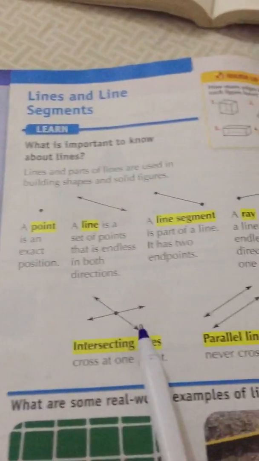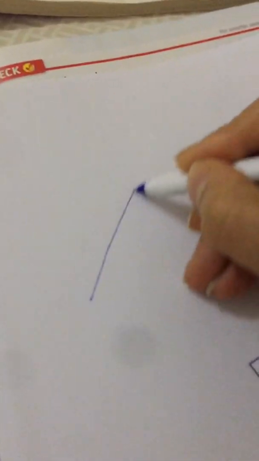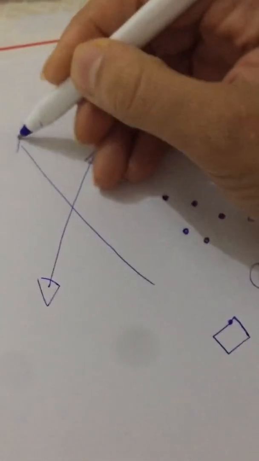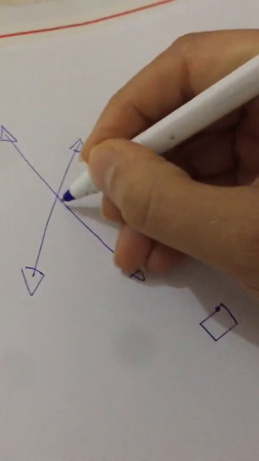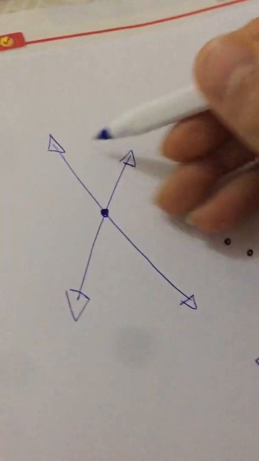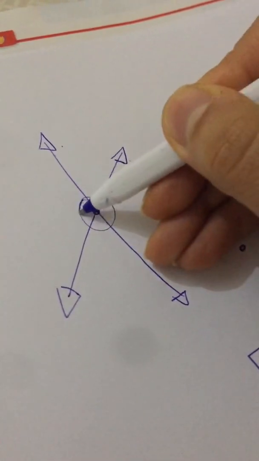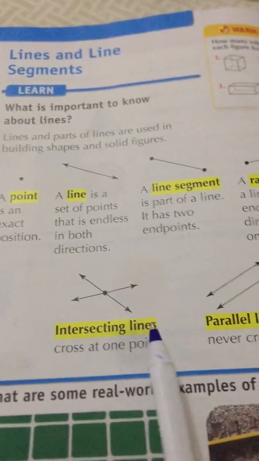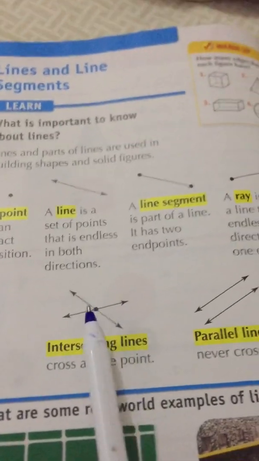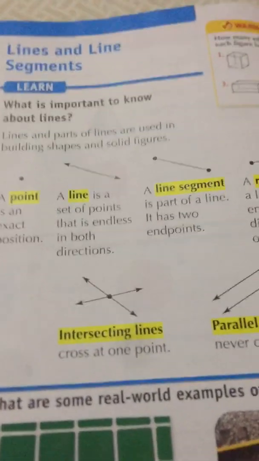Now, the relationship between two lines. If I draw a line like this, and the other one like this, they cross at one point. If two lines cross at one point, they are intersecting lines. That means I have two lines that cross at one point.